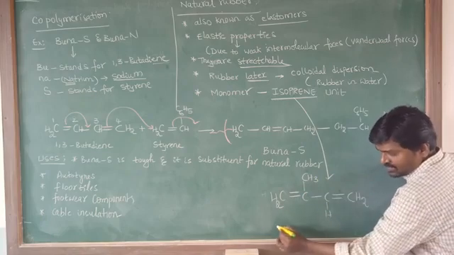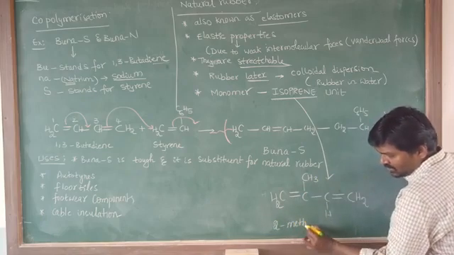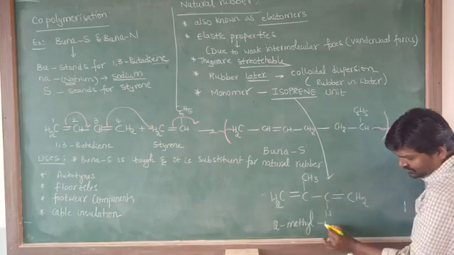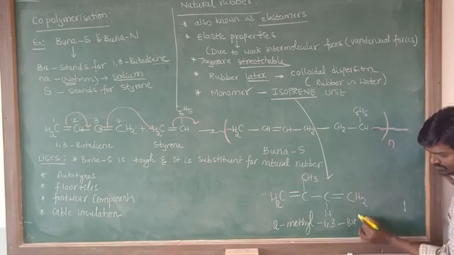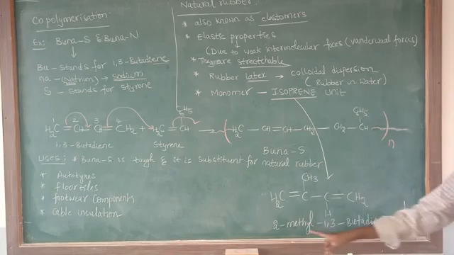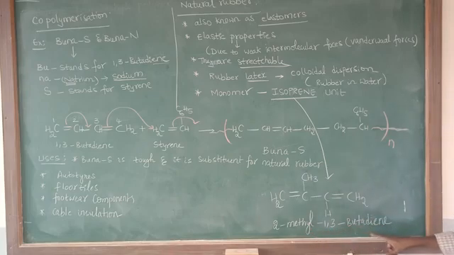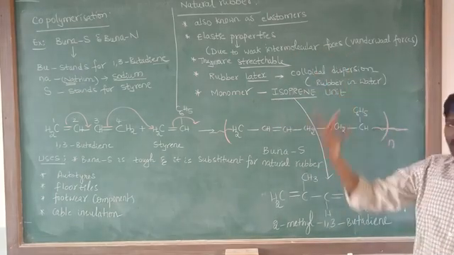Now what is the name of this compound? I write here: 2-methyl 1,3 butadiene, okay? Now this is the monomeric unit for the preparation of the polymer.